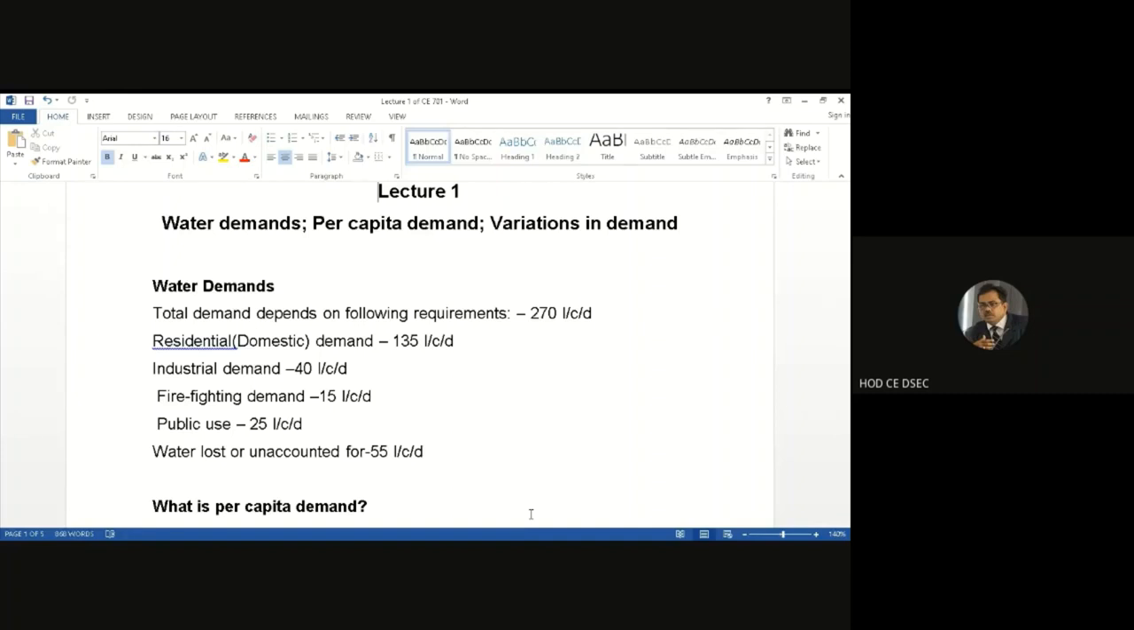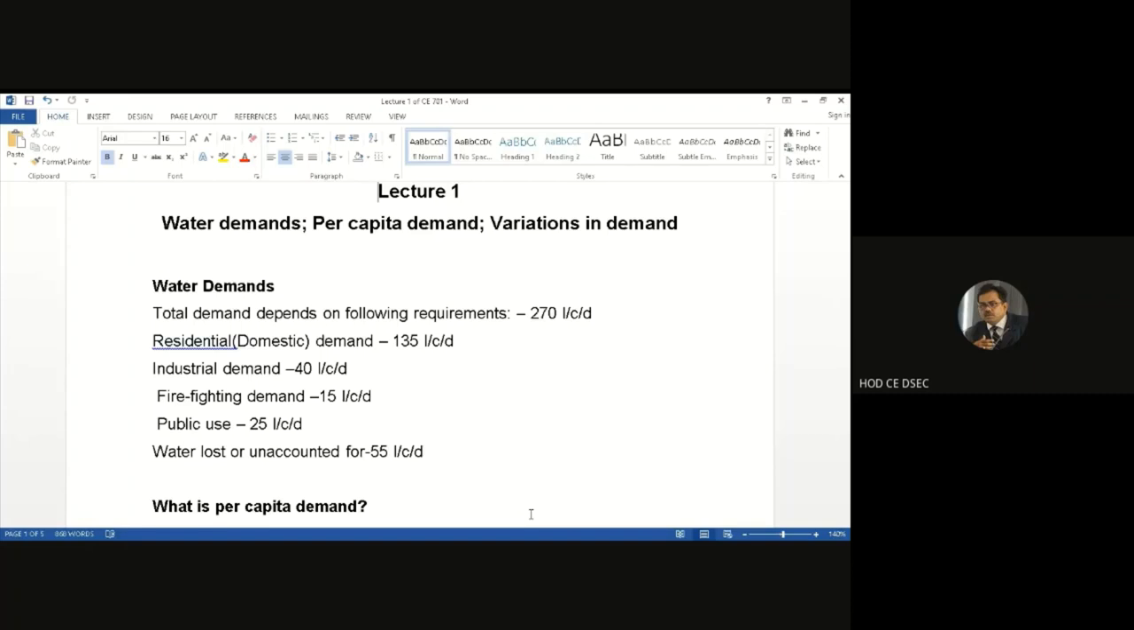The first lecture is on water demands. So water demand means water is required for residential use, which we call the domestic demand; industrial use, which is called the industrial demand; water used for firefighting, that is the firefighting demand; public use, that means public roads and infrastructure, that is the public use demand; and water lost or unaccounted for through unauthorized connections, water pilferage, water theft, and water loss, which we are going to highlight area wise.